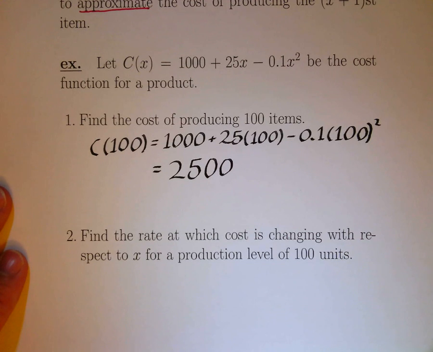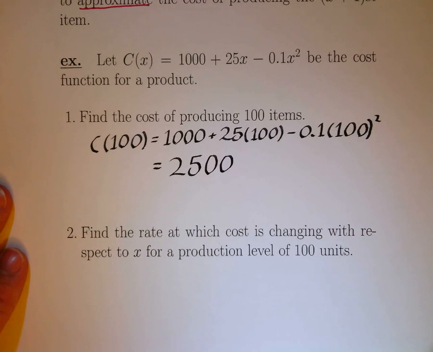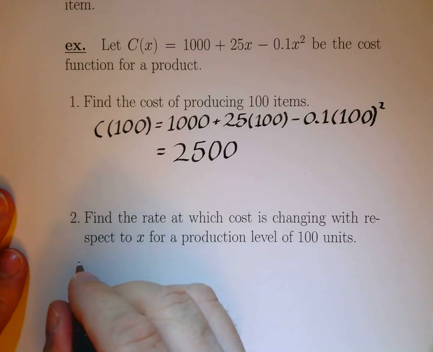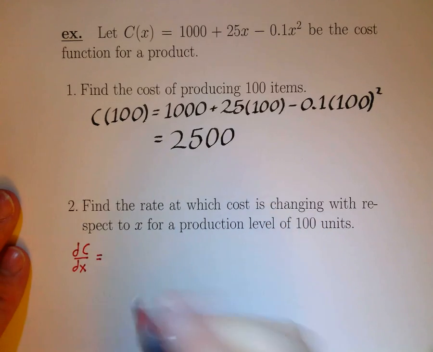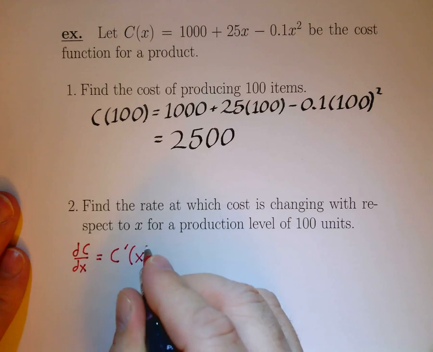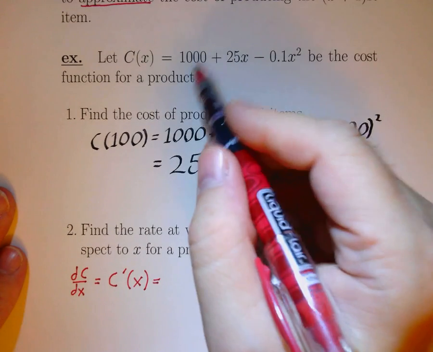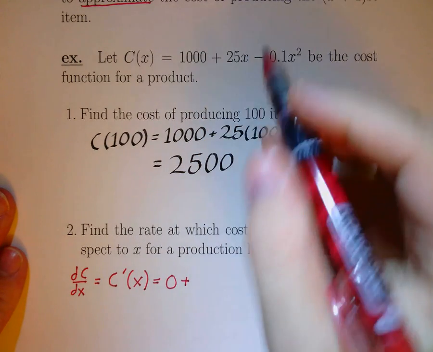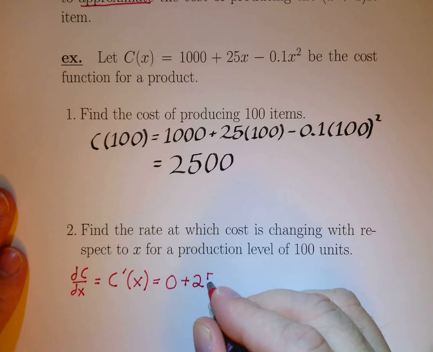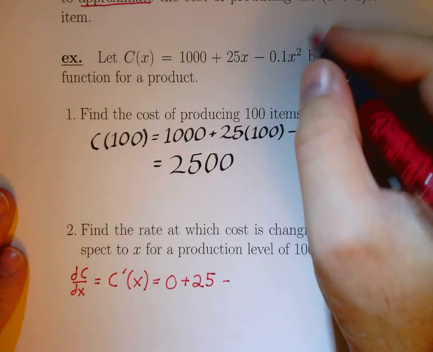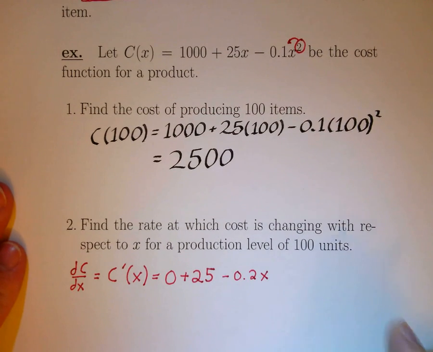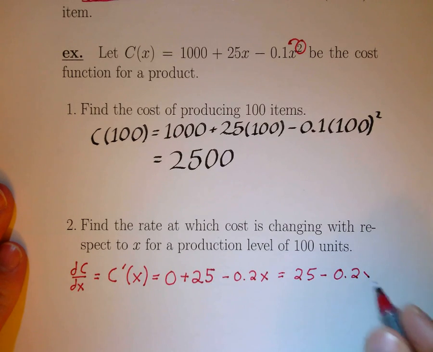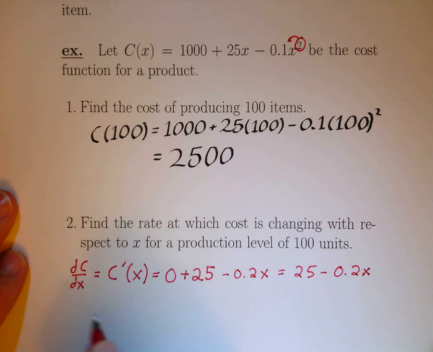Now we want to find the rate at which the cost is changing with respect to x at the production level of 100. So let's go ahead and take the derivative, dC with respect to x, that's just the derivative of C. It's not too bad. Go back to our original function. The derivative of 1000 is 0. The derivative of 25x is 25. Minus, and then of course this little 2 can come down to the front, and we write that as 0.2 times x. So this whole thing works out to be 25 minus 0.2 times x.